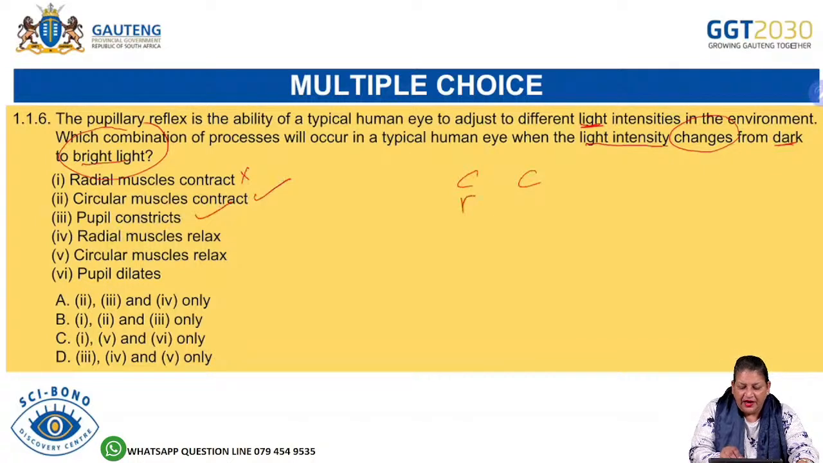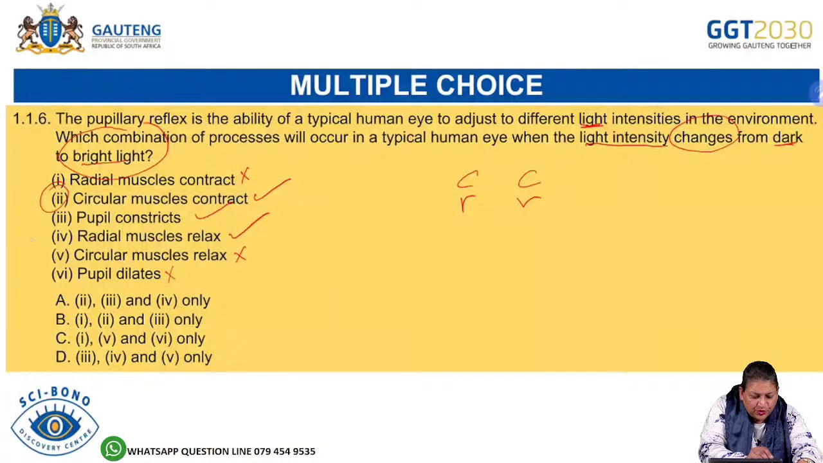And then RR, the radial muscles will relax. Yes. Circular muscles relax. No, that is for dark light. So that one's out. And obviously, your pupil will dilate is to do with the dark, because during the day, your pupil constricts. So the options are 2, 3, and 4. So you look, where do I have 2, 3, and 4? I have 2, 3, and 4, and the answer is A.